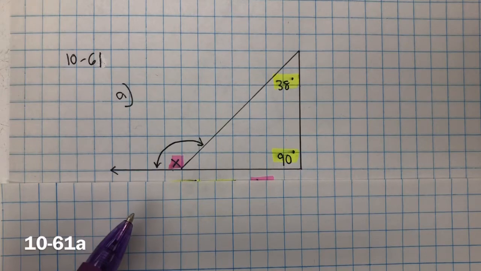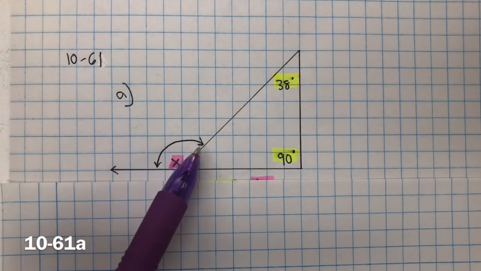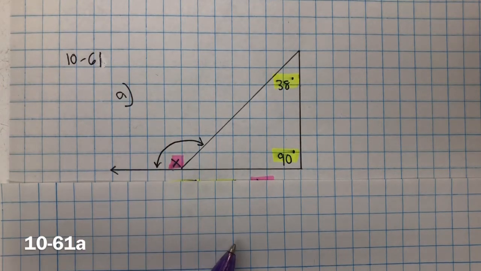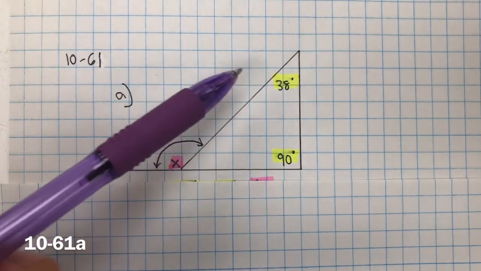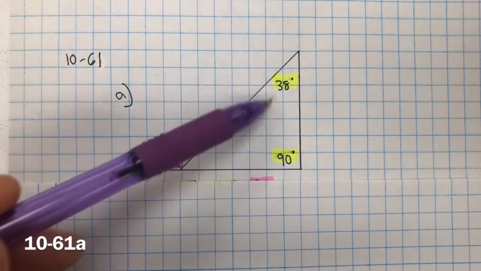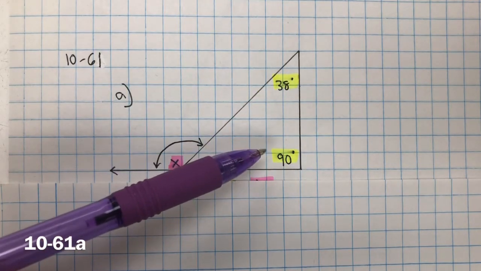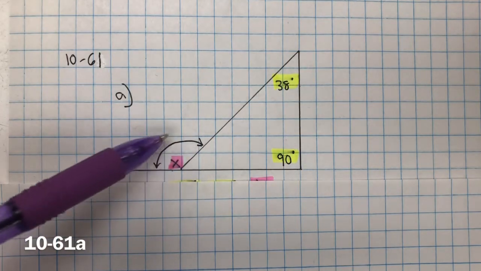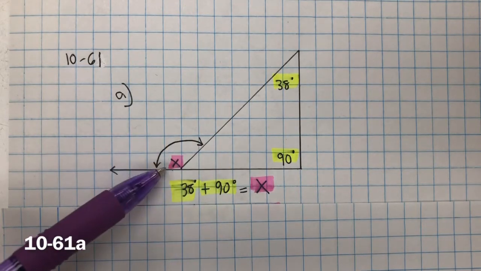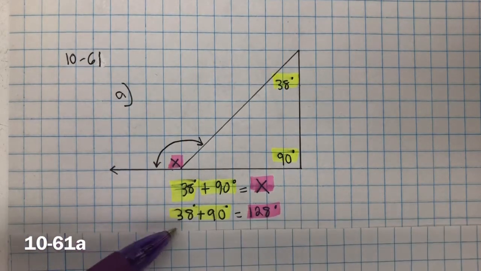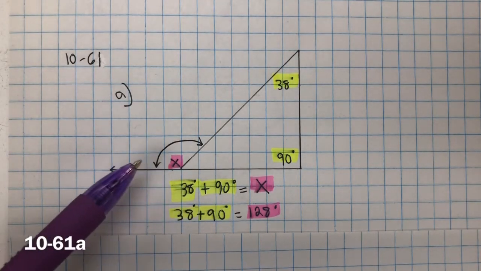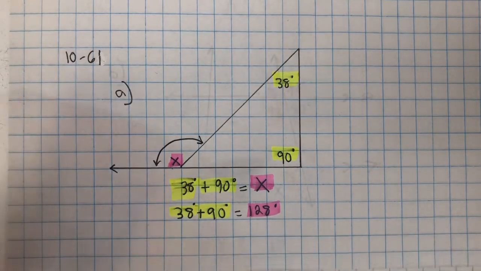In problem 1061A, you need to find the measure of the exterior angle X. In order to do that, you can use the exterior angle theorem that the two remote interior angles, the sum of those two angles, equals the exterior angle. So we have 38 plus 90 equals X, this angle. So 38 plus 90 equals 128 degrees. So X has a measure of 128 degrees.